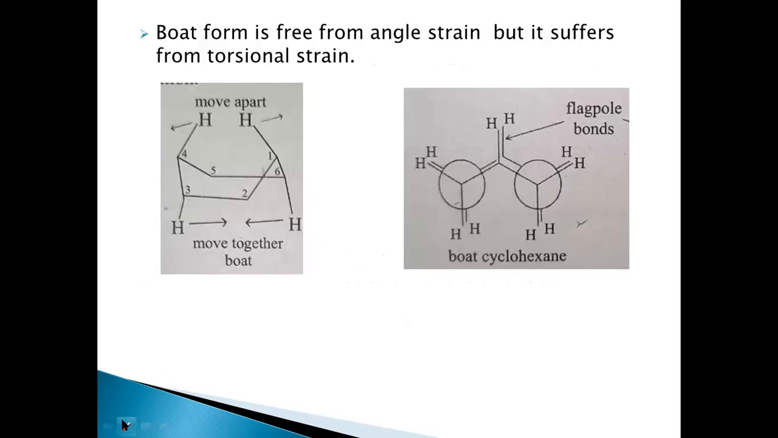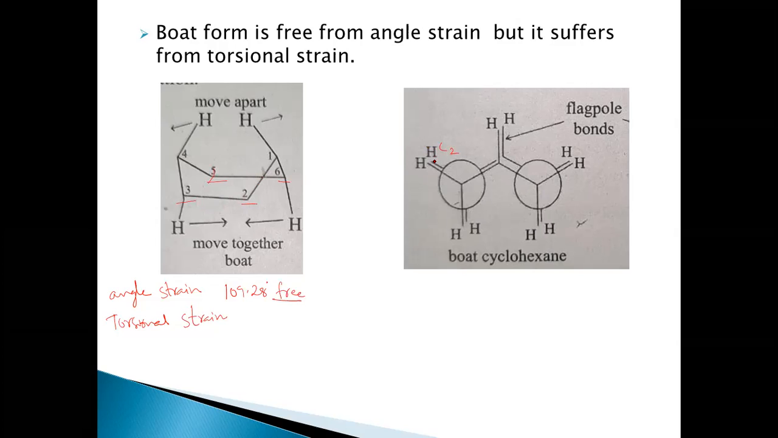When you look at the types of strain in this boat conformation, it is free from angle strain. I write one by one here. There is zero angle strain because the bond angle is 109.28, so it is free from angle strain. But when you look at the torsional strain here, it suffers from a little amount of torsional strain, because the hydrogens on C5, C6 and C2, C3 are eclipsed. You can see this clearly here.